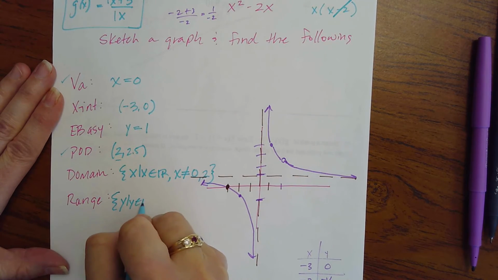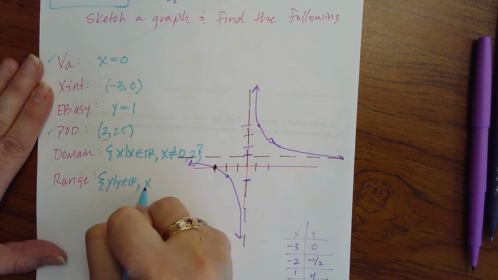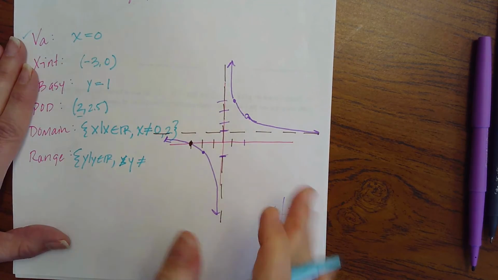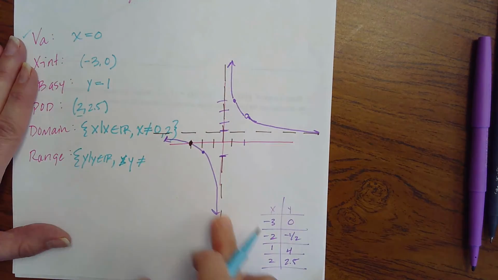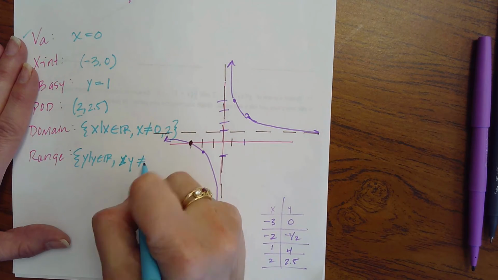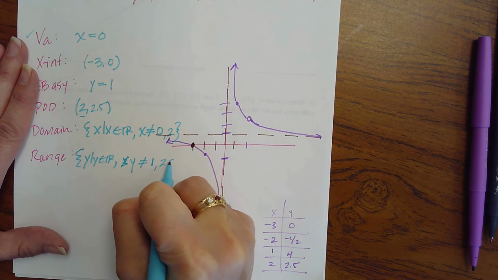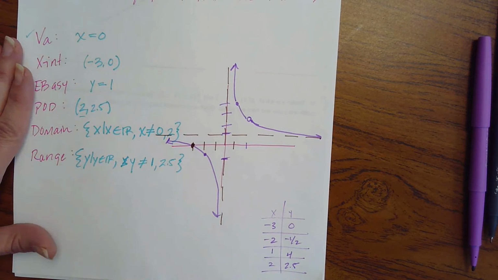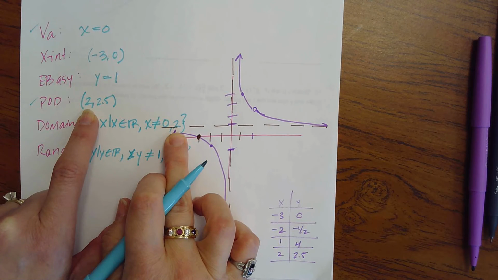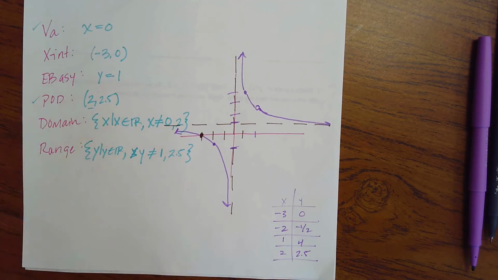So we start off the same way as we do the domain. It's all real numbers. We're going to exclude, whoops, I need to have y here. Based off of this graph, because there's one horizontal asymptote and one vertical asymptote, the only y value that's excluded here is that horizontal asymptote. So I'm going to exclude 1. But I also have to exclude the y value of my point of discontinuity. So notice that the x value was excluded in my domain, and my y value is excluded in my range.